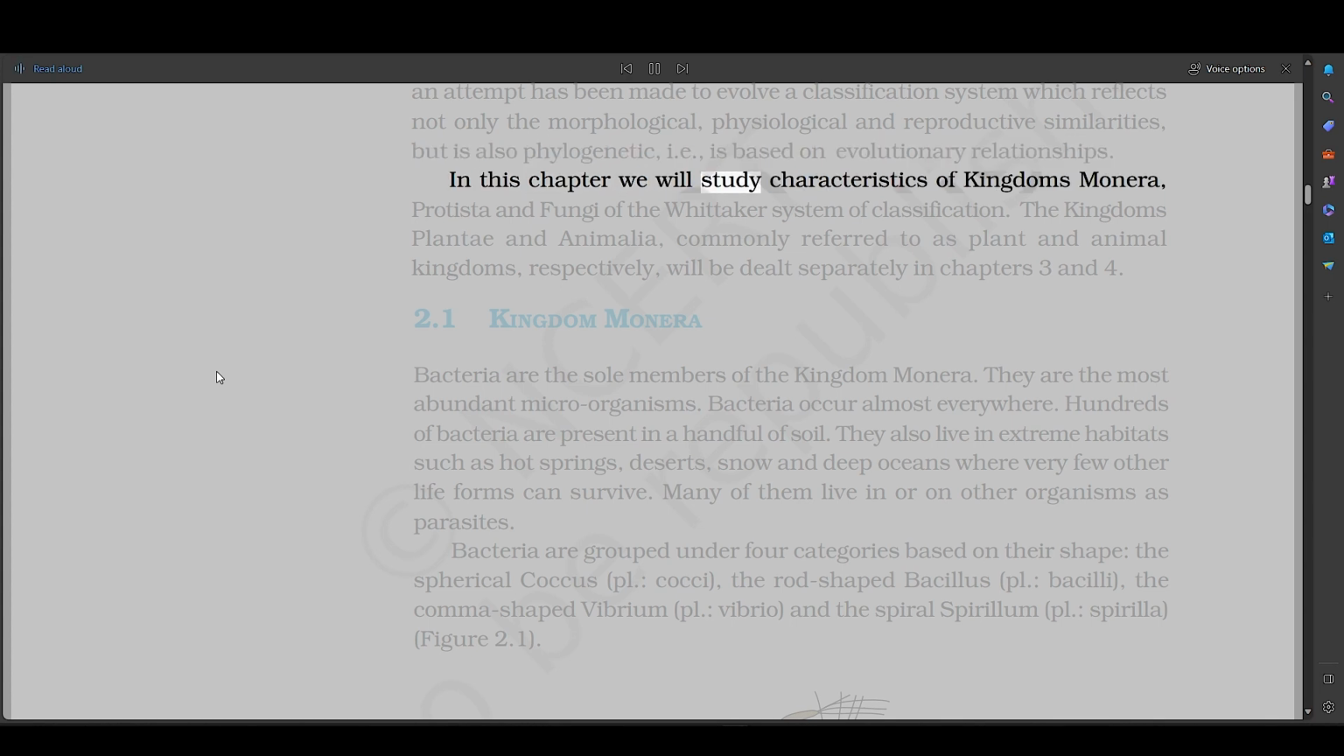In this chapter, we will study characteristics of kingdoms Monera, Protista, and Fungi of the Whittaker system of classification. The kingdoms Plantae and Animalia, commonly referred to as plant and animal kingdoms, respectively, will be dealt with separately in chapters 3 and 4.